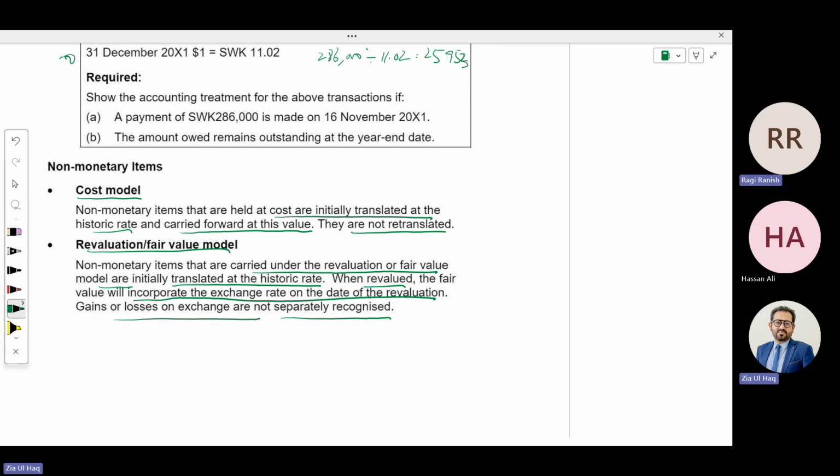For monetary assets, we need to retranslate at the reporting date using the closing rate. For non-monetary items, we don't need to do anything, they will remain the same.